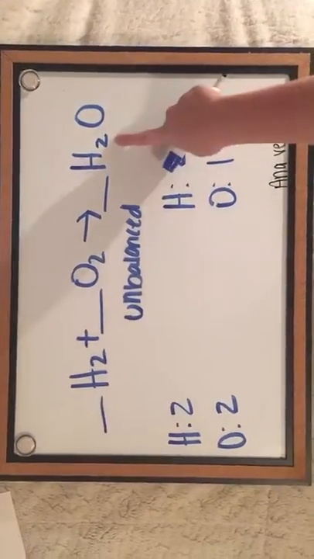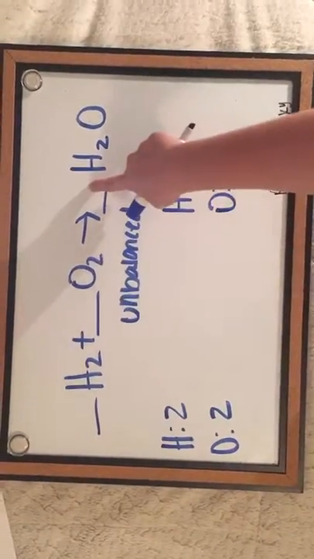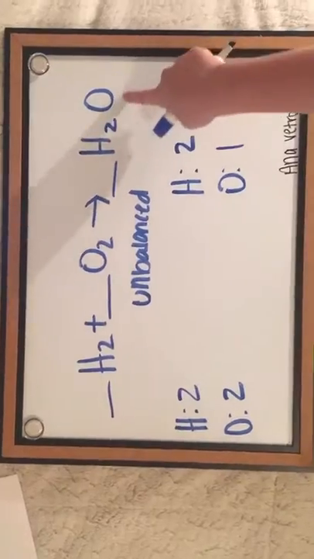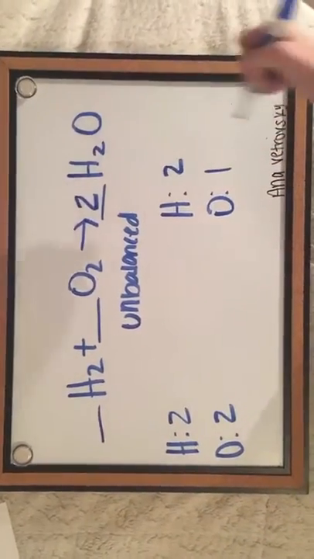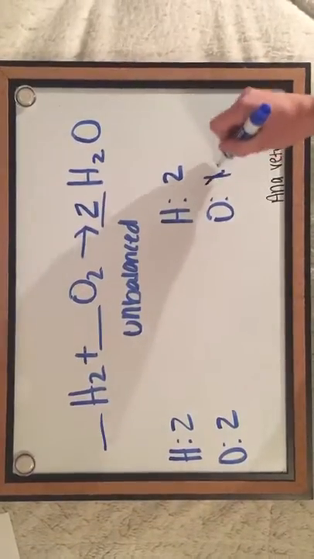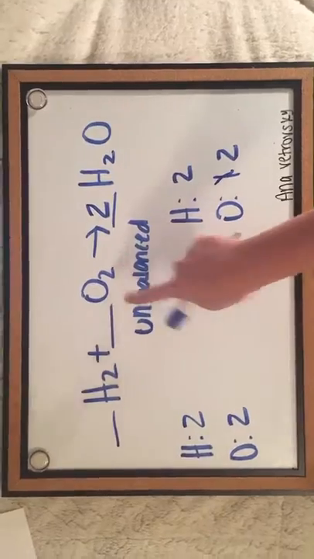Keep in mind we cannot change the subscripts. We can only add numbers over here that will multiply the subscripts. So to get two oxygens over here, we have to put a 2 here. So now we have two oxygens, which adds up to the two oxygens over here.